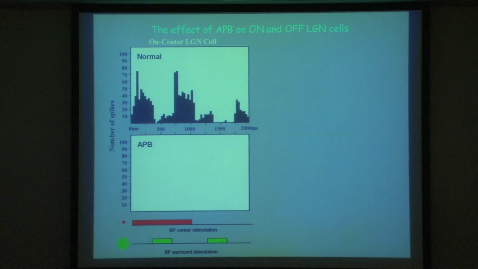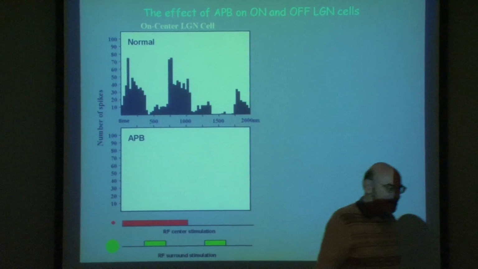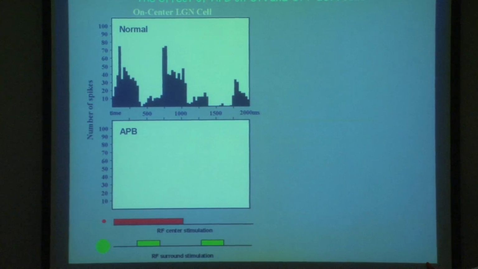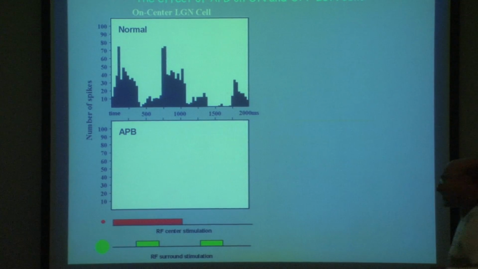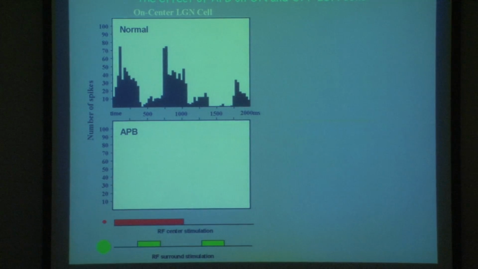When this happened, actually, the experimenter thought, my God, we lost a cell while we were recording. But then, subsequently, when the APB was washed out, we got the same response as before. And so the cell wasn't lost. But the APB was so effective that it stopped the response of the cell completely, both to the center and to the surround. And now let's ask the question, what happens when you do this not to an on-center cell, but to an off-center cell?